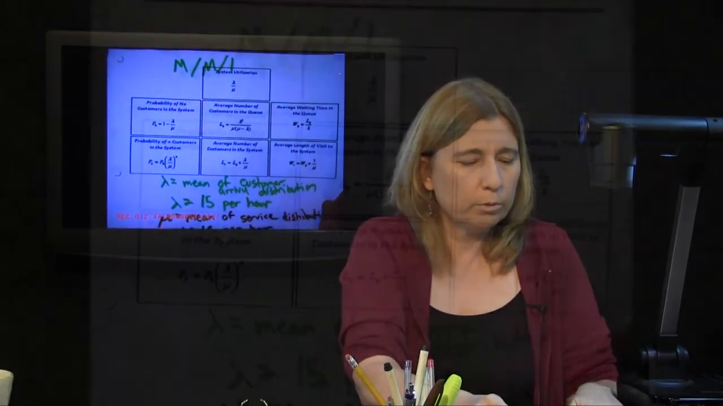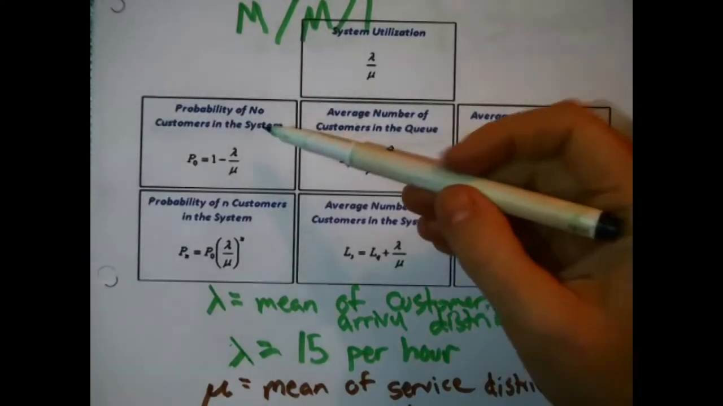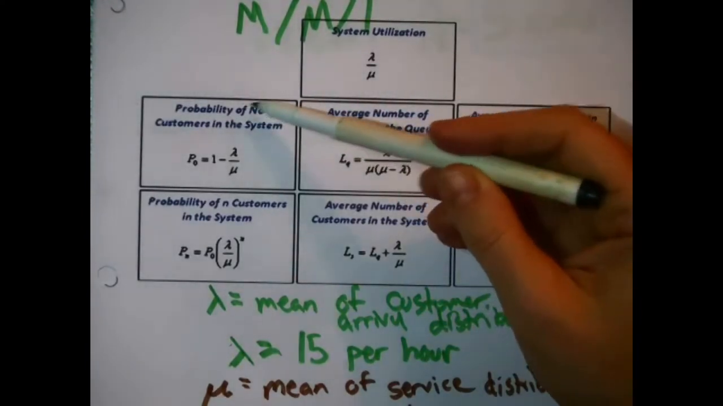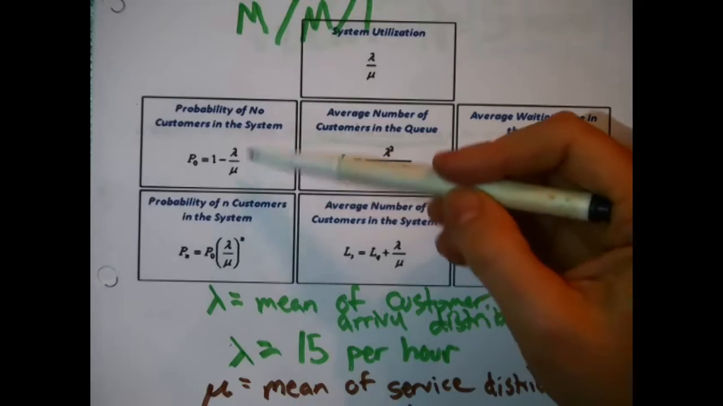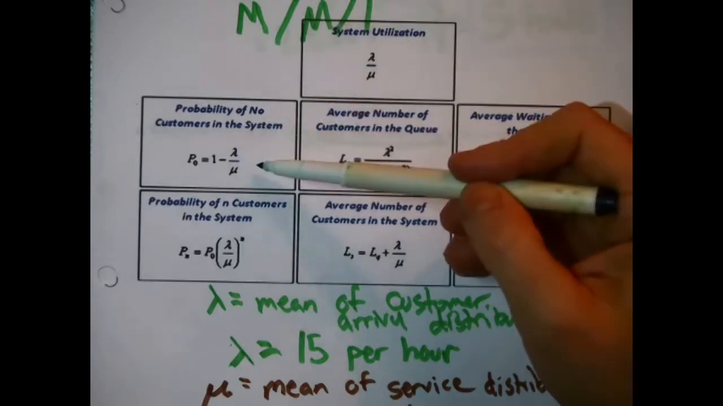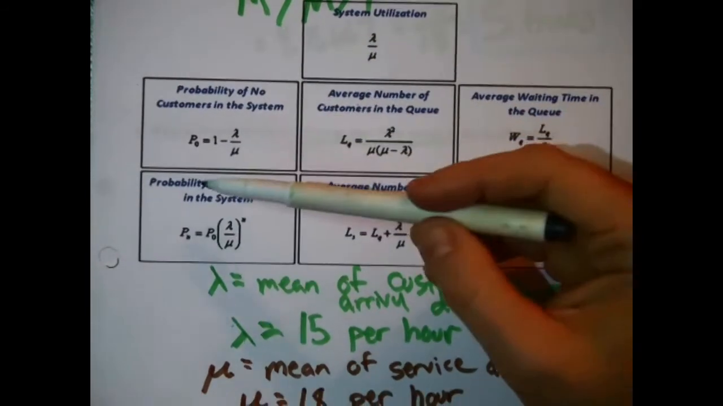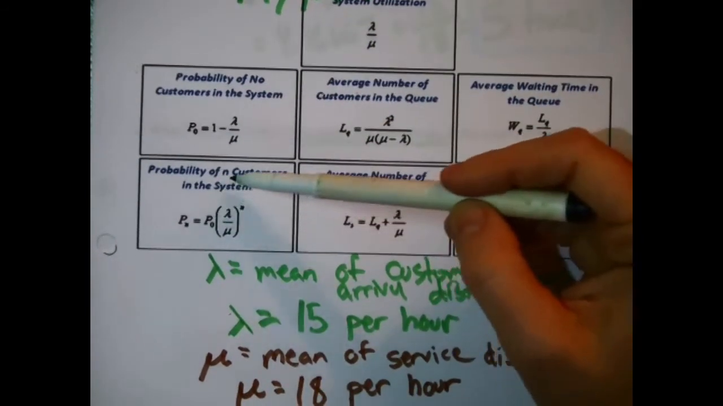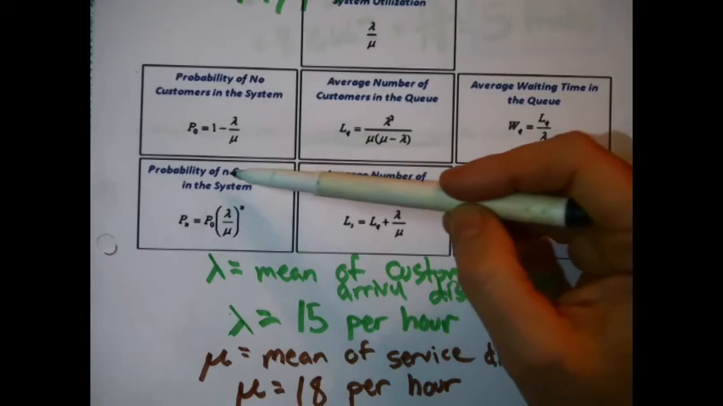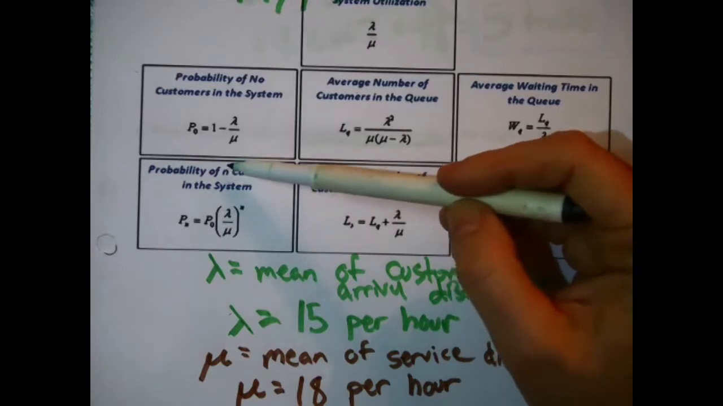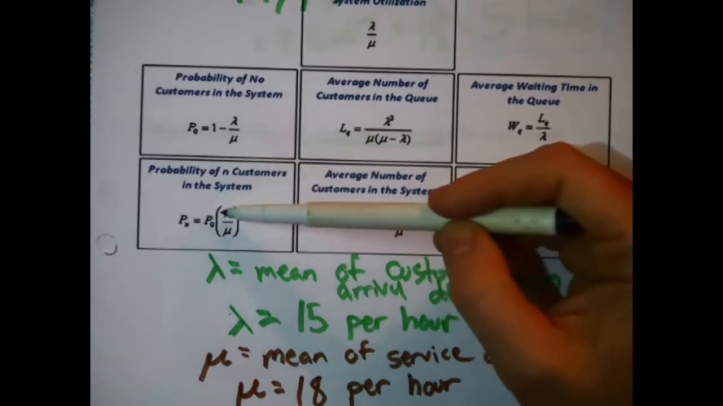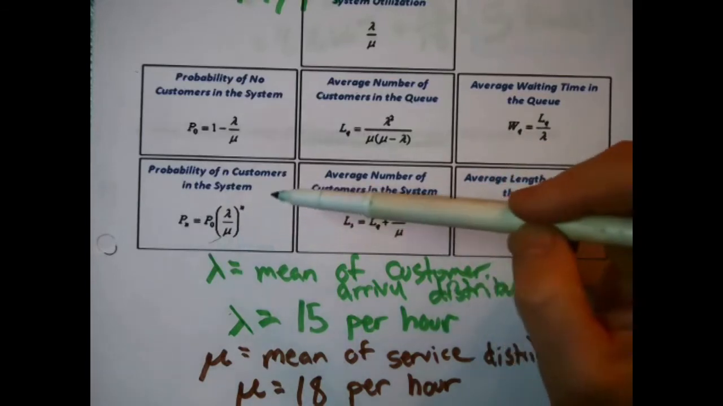Probability. We have 2 formulas for probability. We have a formula for the probability of no customers in the system. That, for this problem, would be the probability of no trucks at the weigh station. We could compute that. We have another formula for the probability of n customers, meaning you pick a number, 1 customer, 2 customers, or 3 customers exactly. We'll fill out this formula. It would give you the probability.